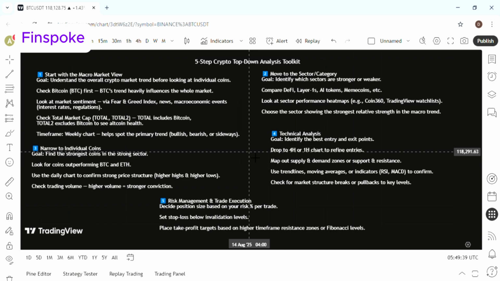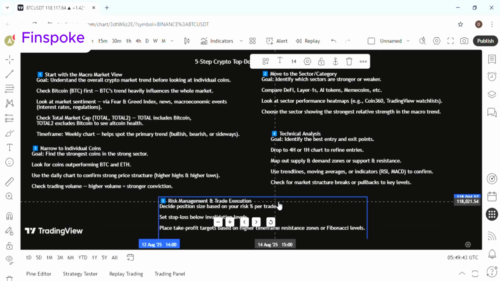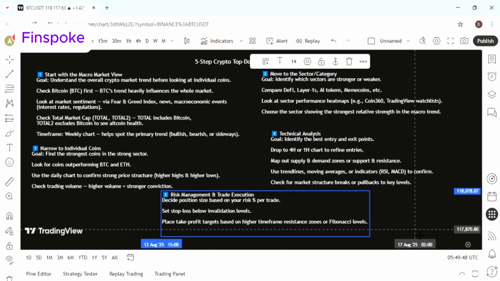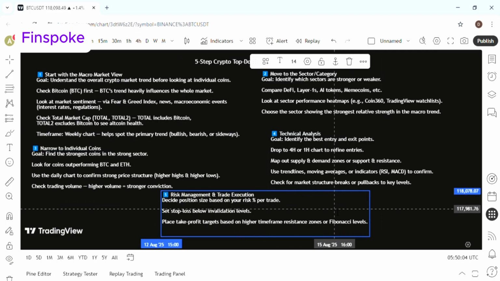Okay, number 5, that is the main thing: your risk management. Decide the position size that you want to use to trade. The risk per trade, make it fixed. Don't risk more than 2% of your account size per trade. Risk management is very, very important.